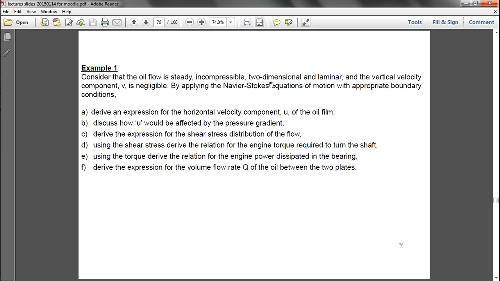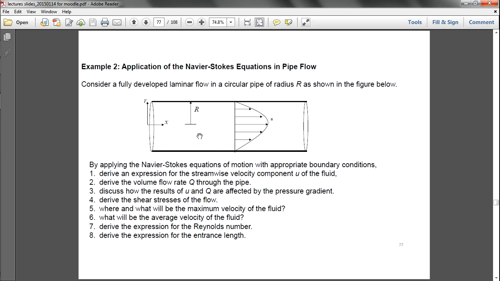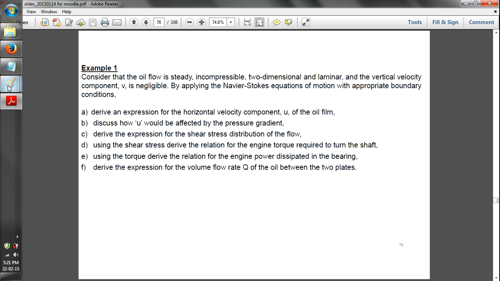And then two-dimensional, and then laminar flow, and the vertical velocity component V is negligible. So you're talking about two dimensions and then vertical velocity is negligible. So all in all you're talking about only one dimension now. So apply the Navier-Stokes equation for motion with appropriate boundary conditions. So with what was explained earlier, we just start off with all of this.